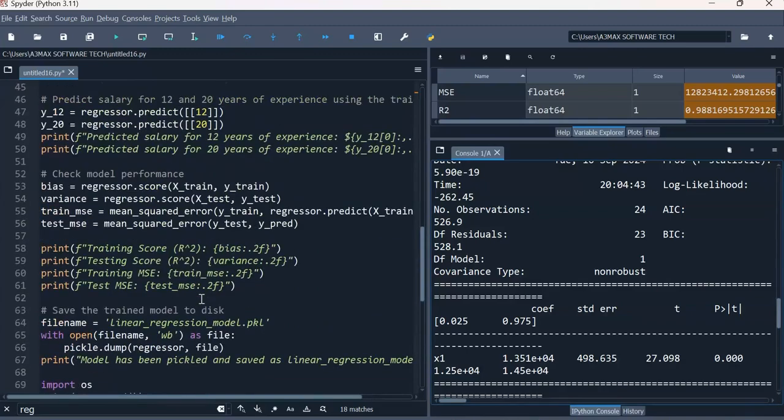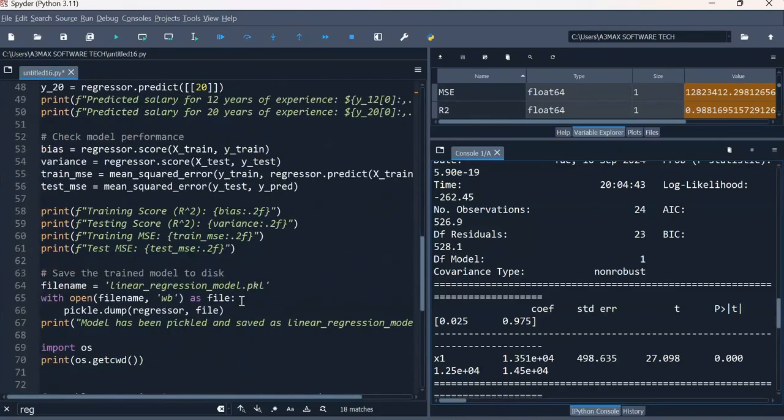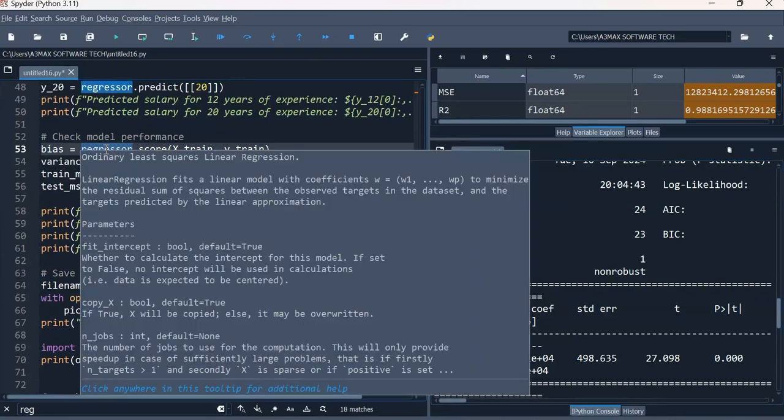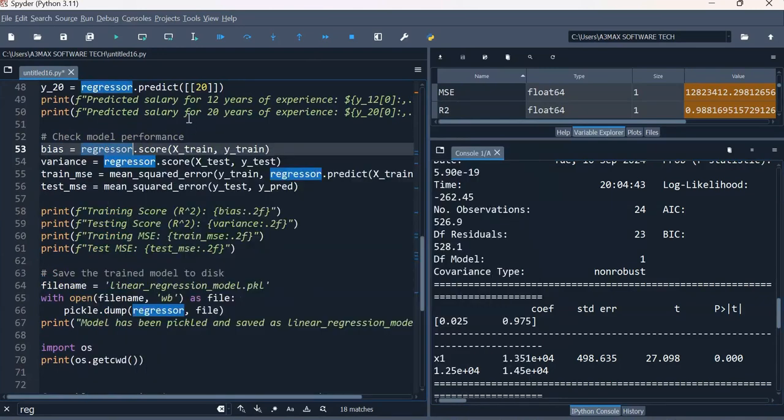If you see this, we have a score. Okay. Now check this one. Bias equals regression dot score, X train, Y train. Regression is the model. Is it bias code or variance code? Guys, online team, can you tell me? Line number 53: is it bias or variance?